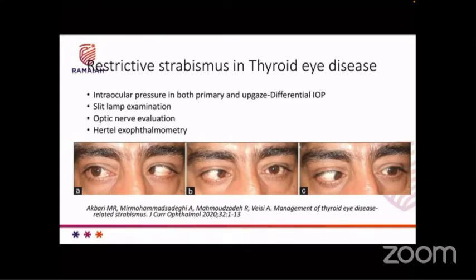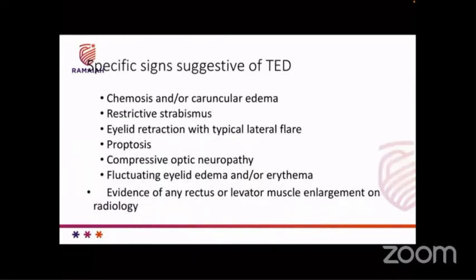A slit lamp examination is important to figure out other changes typical of thyroid eye disease. Optic nerve evaluation is important, of course, to find out whether there is any compressive optic neuropathy. And Hertel exophthalmometry hits the nail on the head to tell you whether it is thyroid eye disease or not. What are the specific signs?